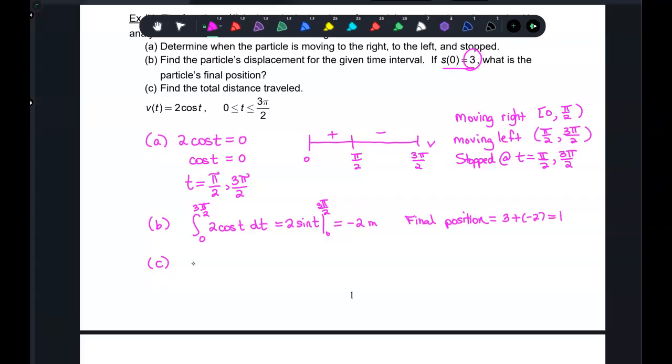And then for C, is that just the absolute value? Yeah.